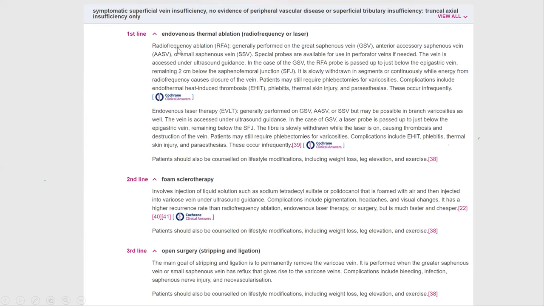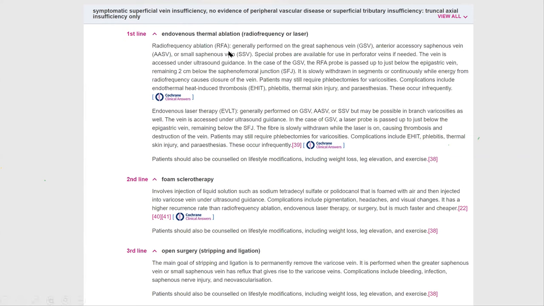We will start with this, as EMRCS said. When the Q-banks addressed this option, it was for symptomatic superficial vein insufficiency with no evidence of peripheral vascular disease or superficial tributary insufficiency. There is a truncal axial insufficiency only. I will post to the group what the meaning of a truncal axial insufficiency is.